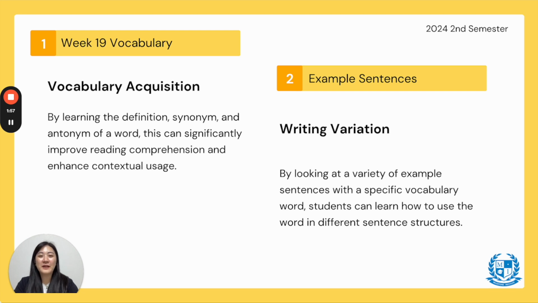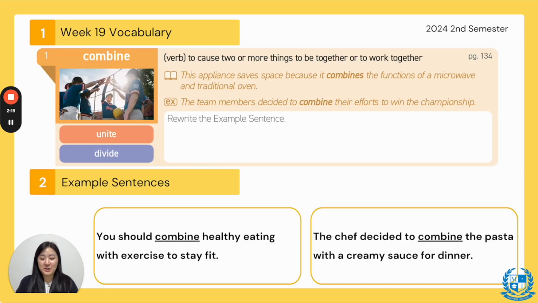Next, you'll go over extra example sentences, and this is to help with your writing variation. By looking at a variety of example sentences with one specific vocabulary word, you can learn how to use the word in different sentence structures and make your writing a lot more interesting. So, please get your vocabulary book if you don't already, and turn to week 19. And let's start off with our first word.